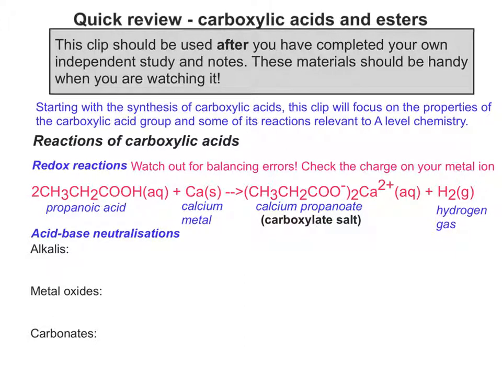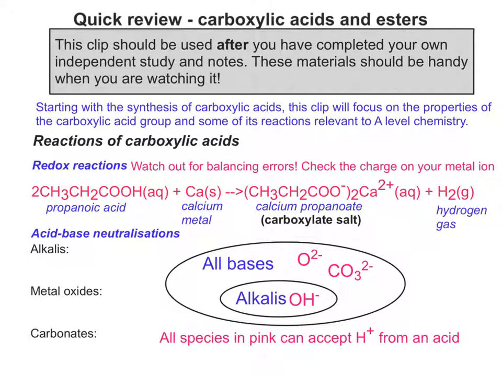So as you'd expect, acid-base neutralizations can involve alkalis, metal oxides or carbonates. If you think back to your first year, you'll remember that all three of these can behave as bases. So if we look at it from the point of view of a Venn diagram, you can see that alkalis are a subset of bases, and that all of the species that are in pink can accept H+ from an acid.